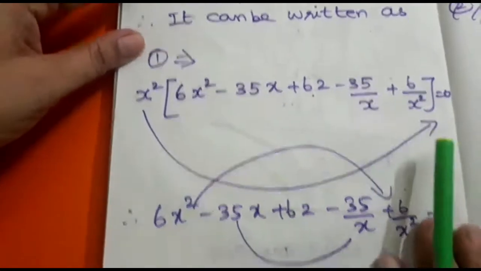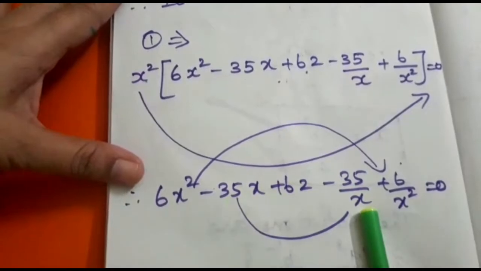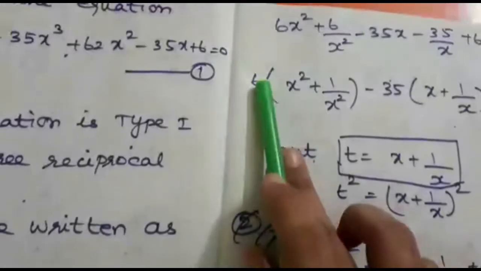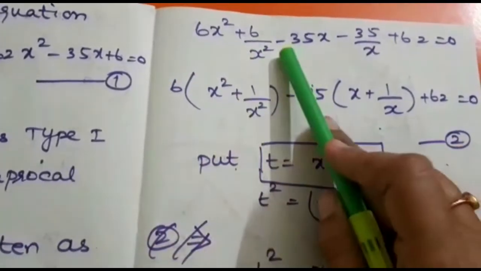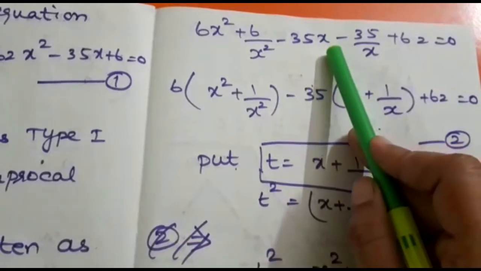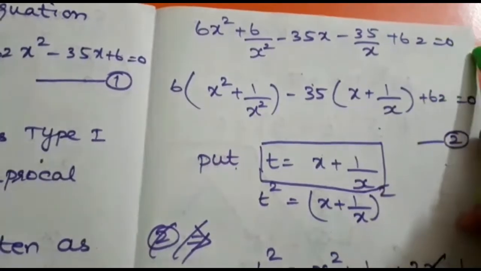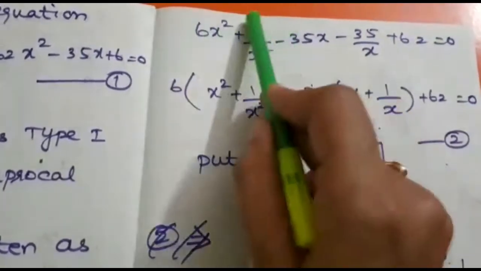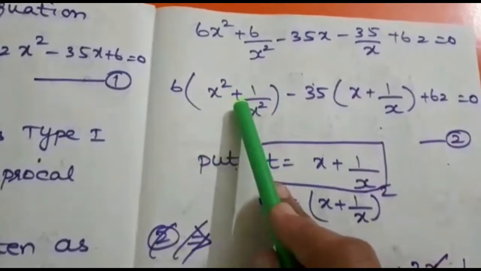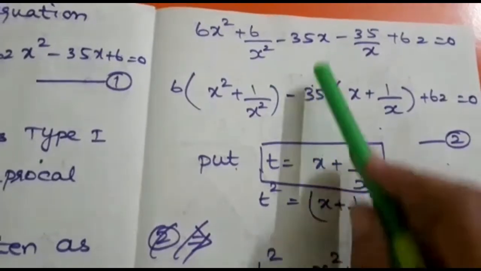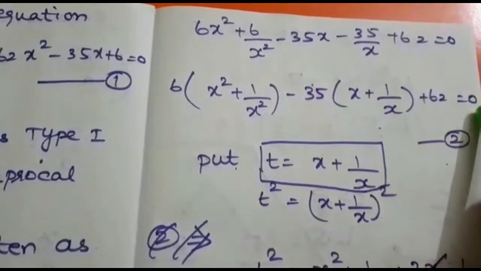I can combine the first term and last term, the second term and this term. So now 6x square plus 6 by x square minus 35x minus 35 by x plus 62 is equal to 0. So from the first two terms I can take 6 outside. This will be x square plus 1 by x square. Minus 35 I can take outside. This will be x plus 1 by x, plus 62 is equal to 0.